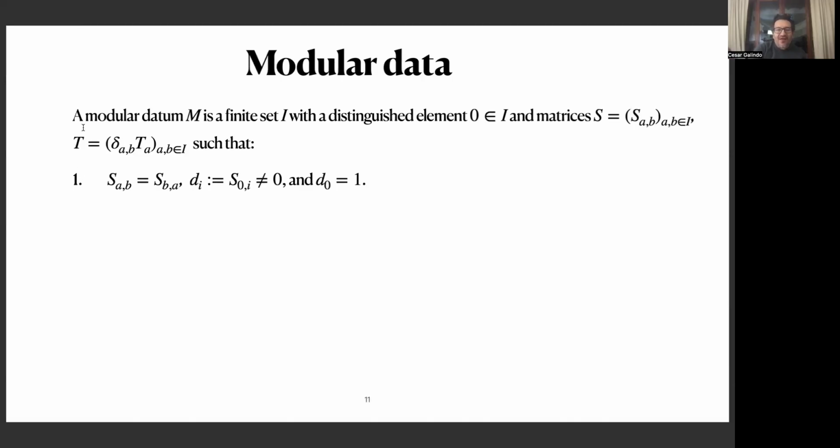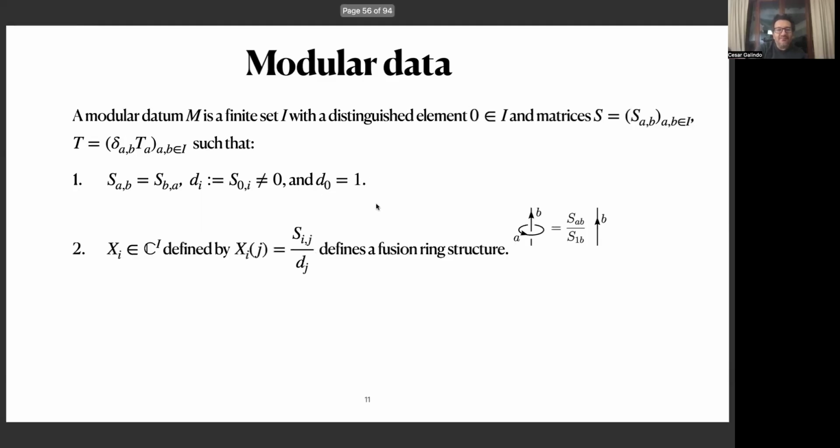that allow us to prove many interesting results and properties of the fusion category. So again, a modular datum over a finite set with a distinguished element 0 is a complex matrix S and a diagonal matrix T such that the matrix S is symmetric. The elements that are defined, in this particular case corresponding to the quantum dimensions, are different from 0. And this scalar at the element 0 will be 1.